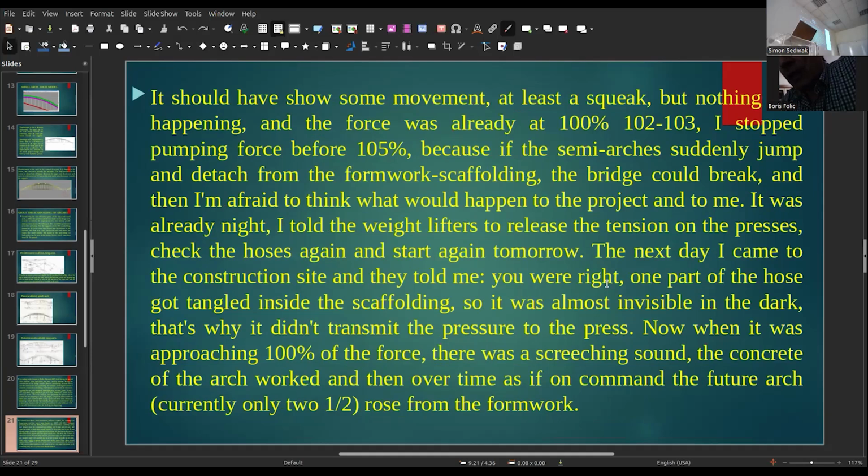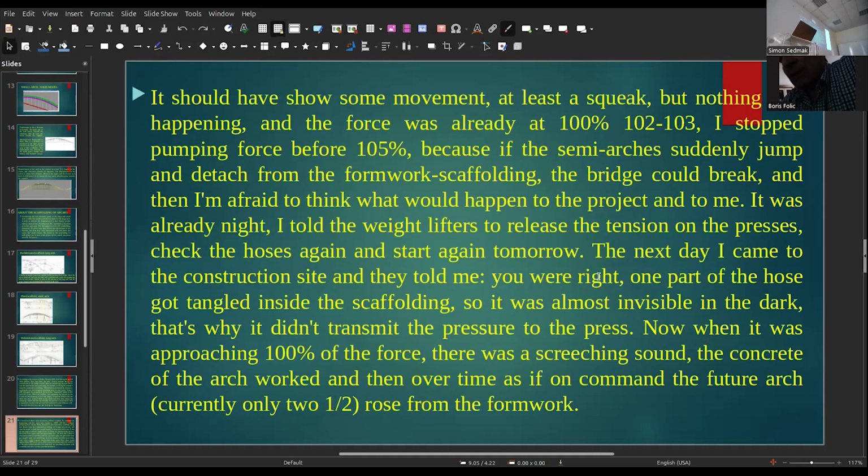It was already night. I told the lifters to release the tension in the presses, check the hoses again, and start again tomorrow. The next day I came to the construction site and they told me, you were right. One part of a hose got tangled inside the scaffolding, so it was almost invisible in the dark. That's why it didn't transmit the pressure to the press.